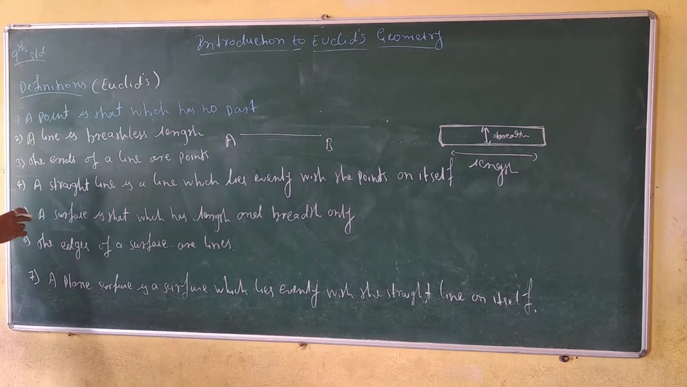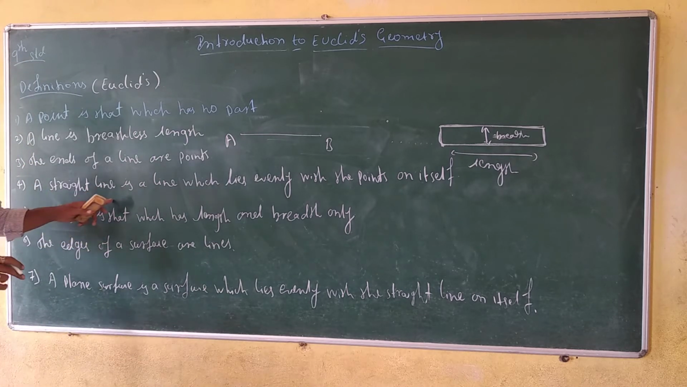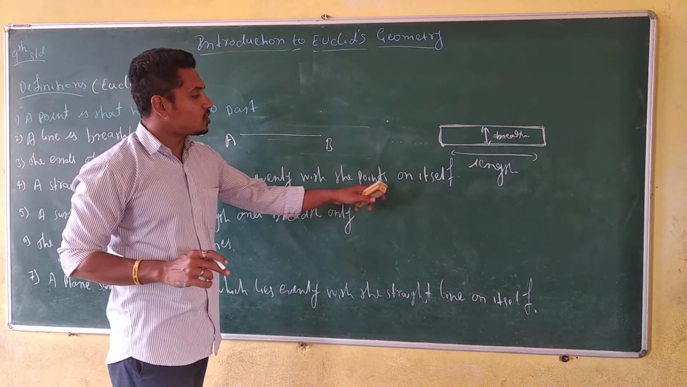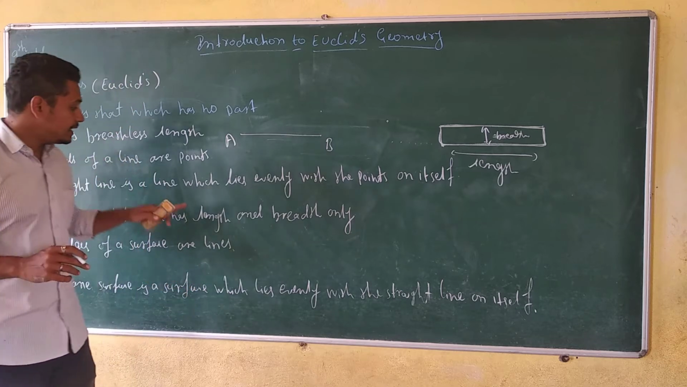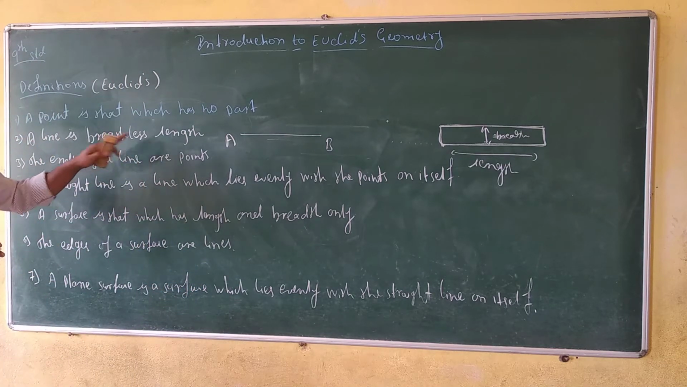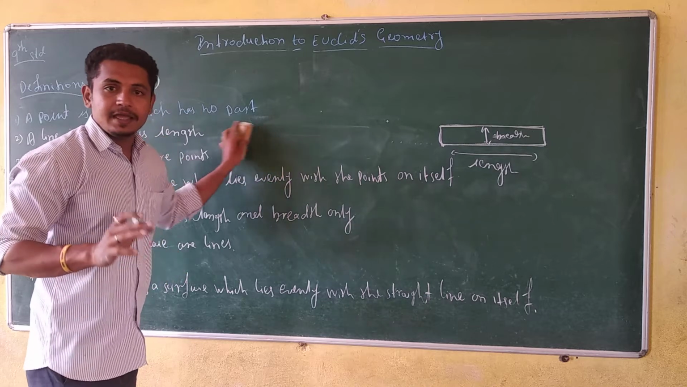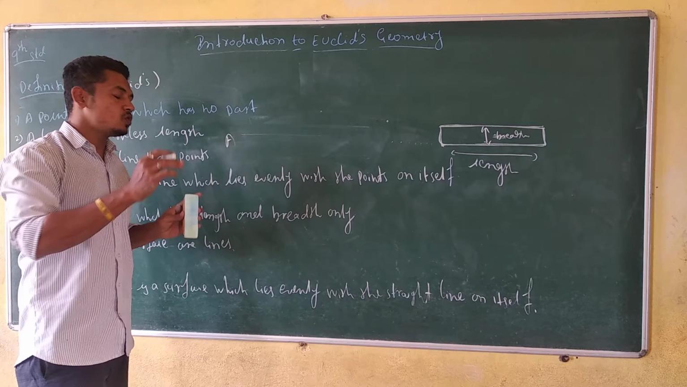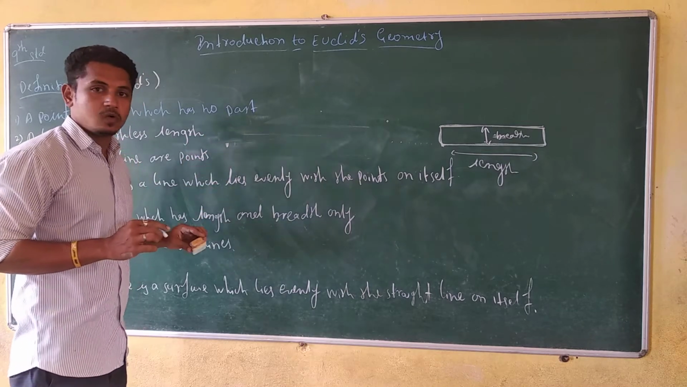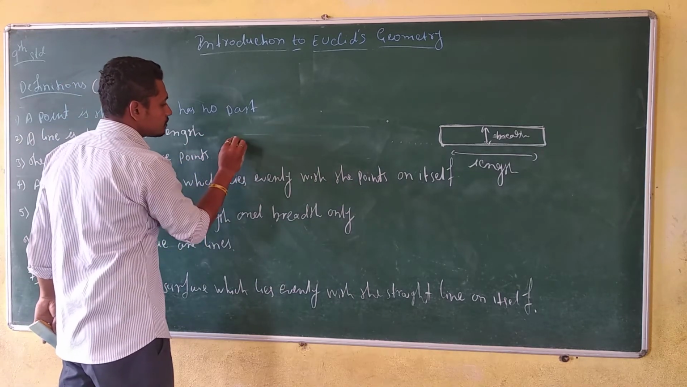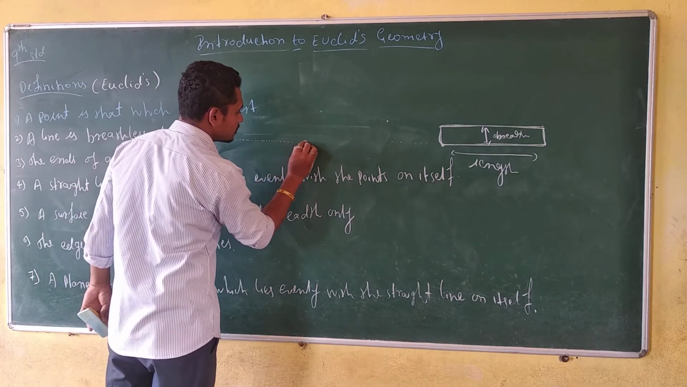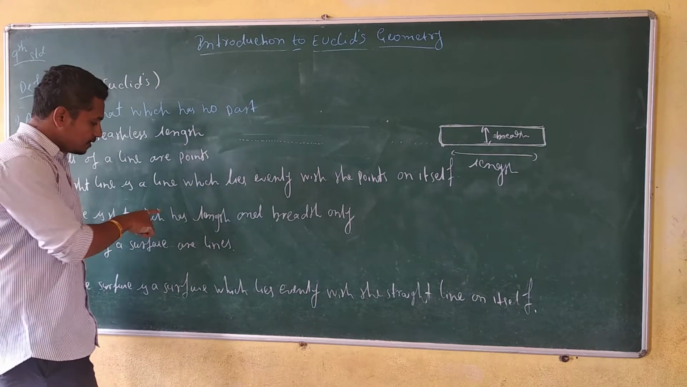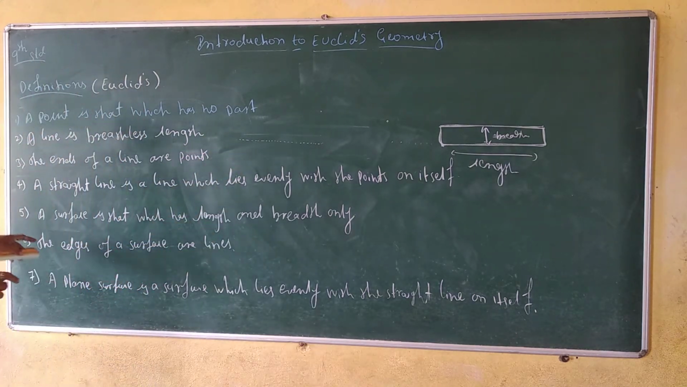Is it clear? Next, fourth one: a straight line is a line which lies evenly with the points on itself. It is also said to be a breadthless line. See here, a line is made up of a bundle of points, or an infinite number of points. These are the points, and this is the line.